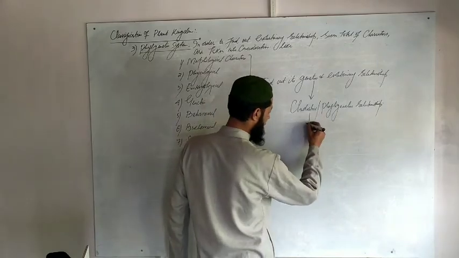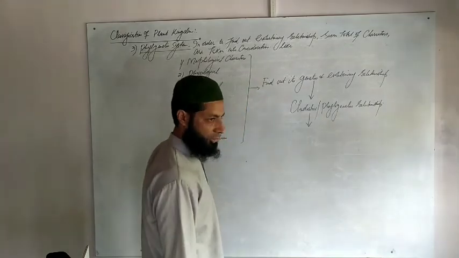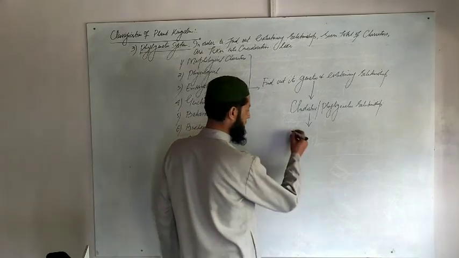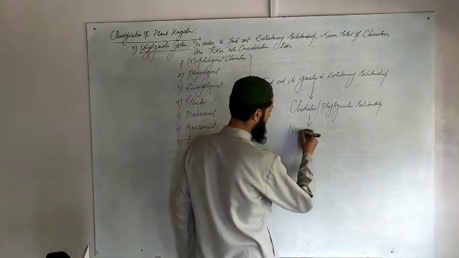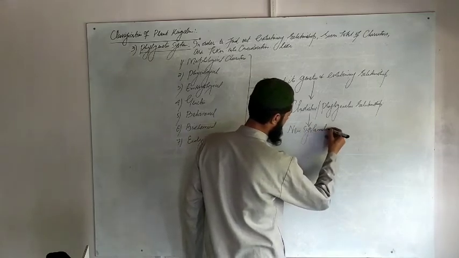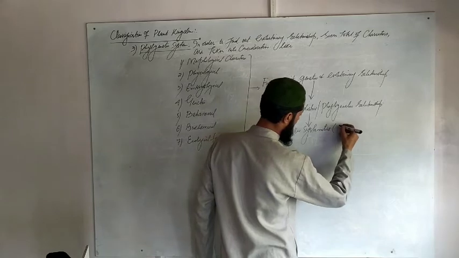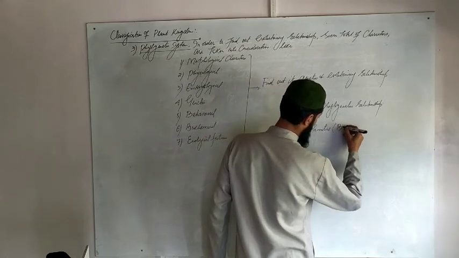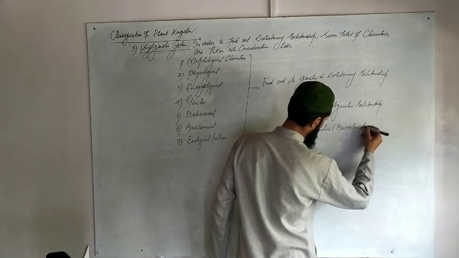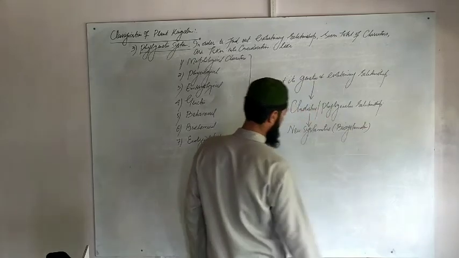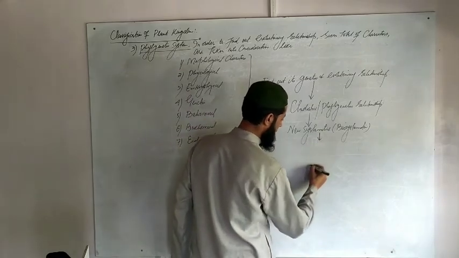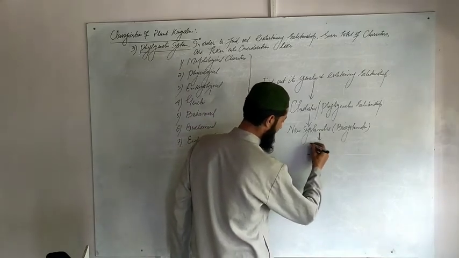And it gave a new branch of biology. A new branch of biology comes into existence that's called new systematics or biosystematics. And father of biosystematics is Julian Huxley.